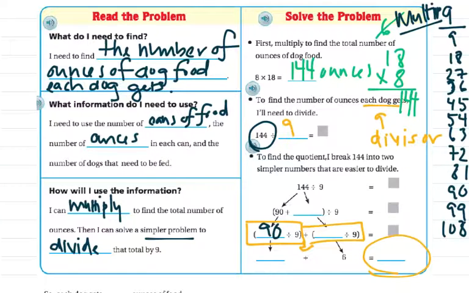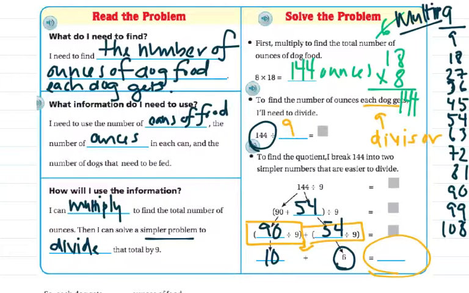We know that if we want to get back to 144, 90 plus 54 would give us 144. And because, again, 54 is on our multiples of 9 chart, we know that it's divisible by 9. So we have 54 divided by 9, and we get 6. So 90 divided by 9, we can get 10.